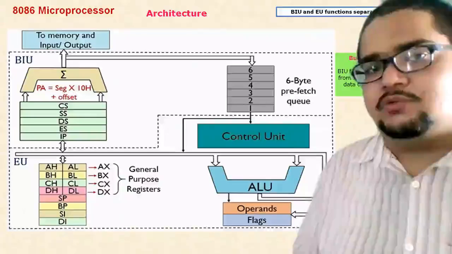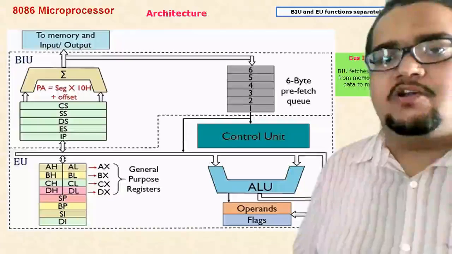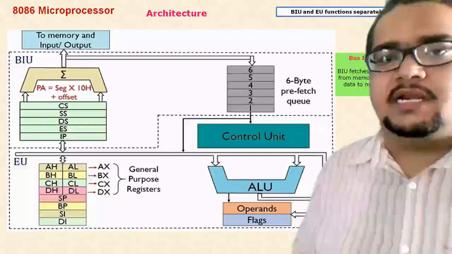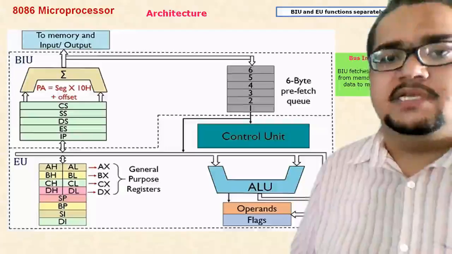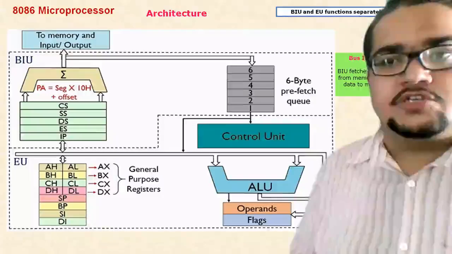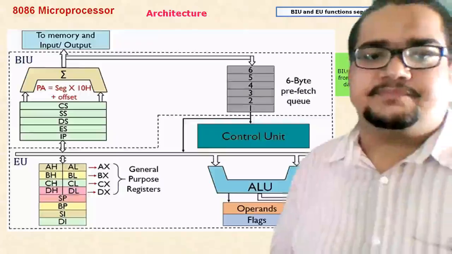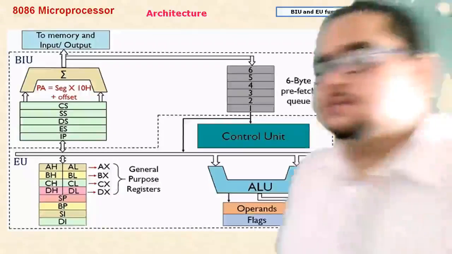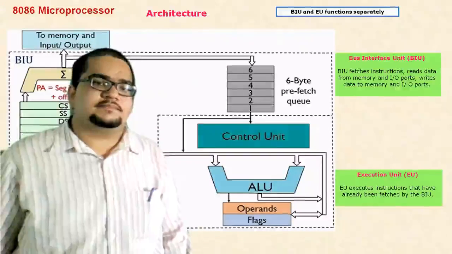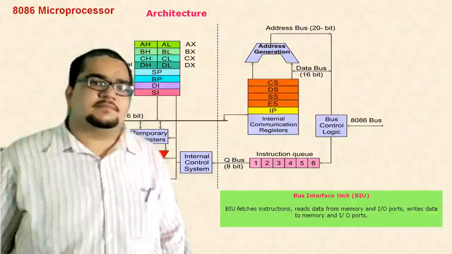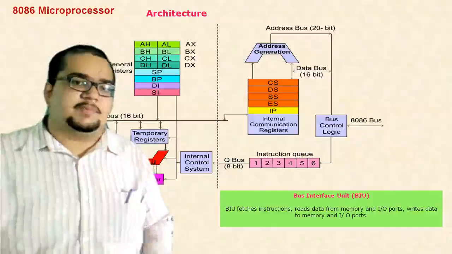Address is equal to segment address into 10 plus offset address. About this whole formula, even with examples, we have seen in our previous class. This queue is of 6 bytes here. So it can pre-fetch the instructions of the program. Up to 6 bytes of instructions it can pre-fetch, such that while the processor's execution unit is executing the instructions, it can just fetch the next instructions out of it. Okay, so we got this bus interface unit and execution unit. So they work separately, individually. Okay, that's a very important point. They work individually and separately.